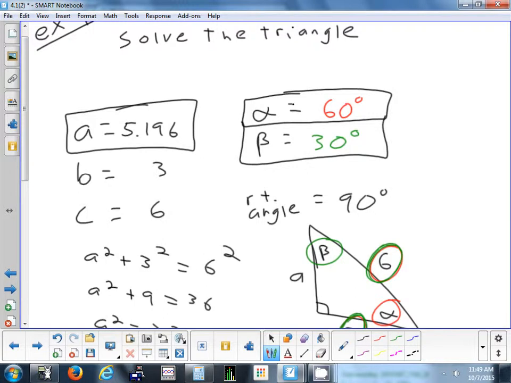So any questions on solving right triangles? These will be the last 4 problems on the test. Probably 2 of the first type and then 2 of this type. Good? All right.